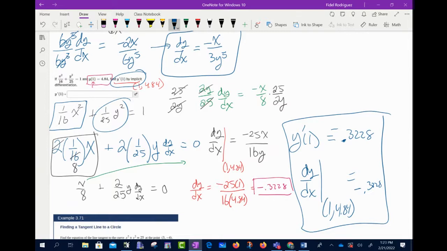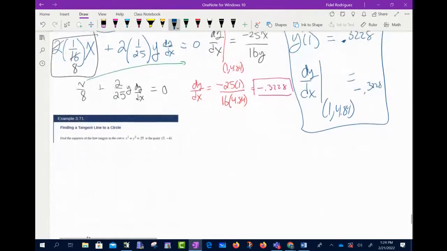Well, but remember, how did they come up with that 4.84? They plugged in x was equal to what number? X is equal to 1. That was the y number they got, right? That was just the y number they got. Okay.